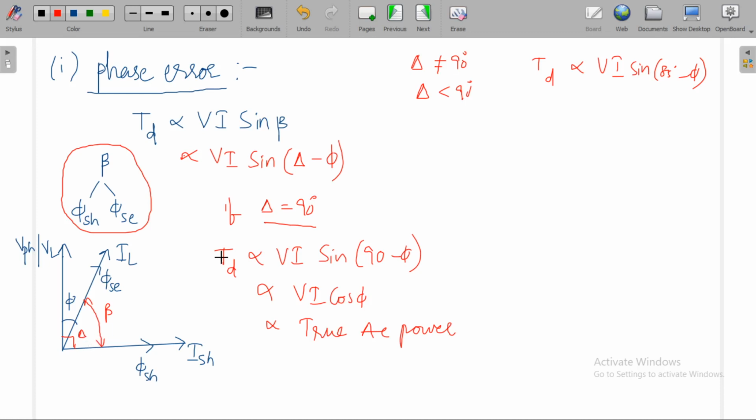If delta is not equal to 90 degrees, then this energy meter will not read correctly, and it causes an error called phase error. Coming to the adjustment.